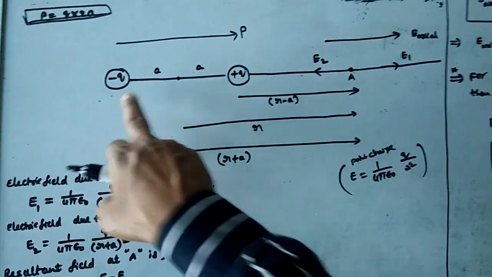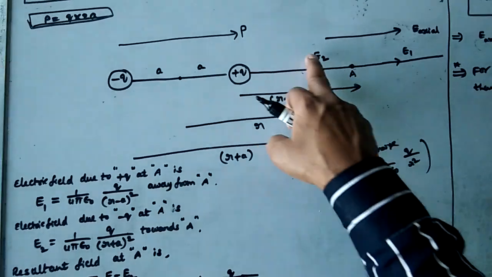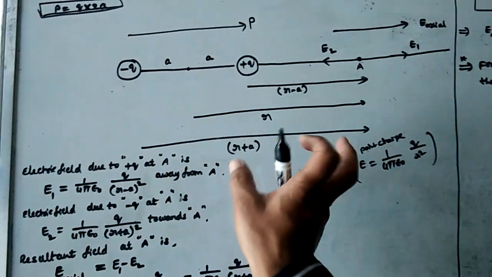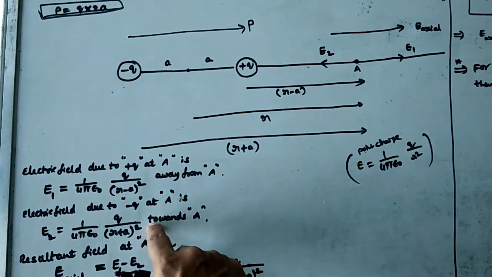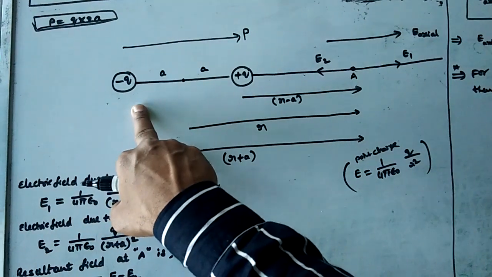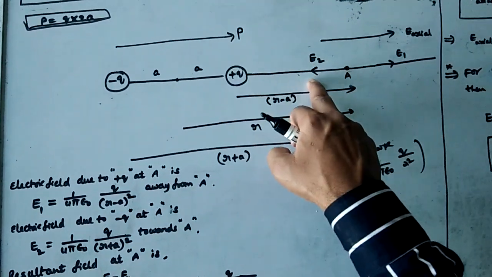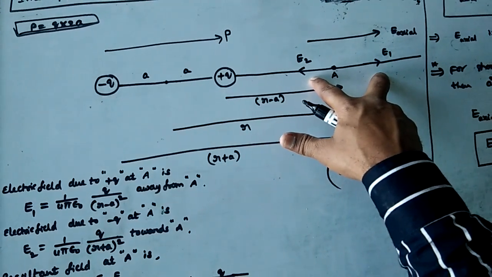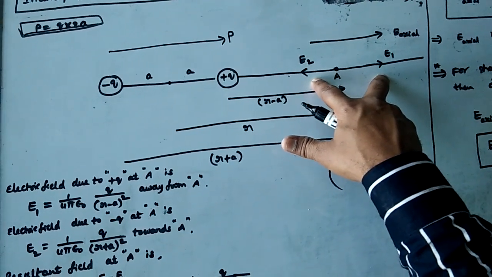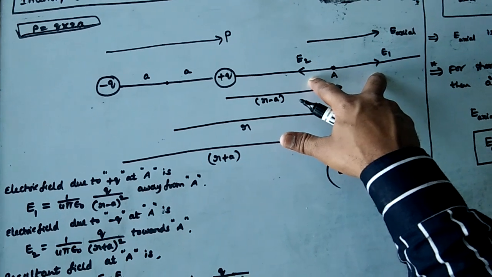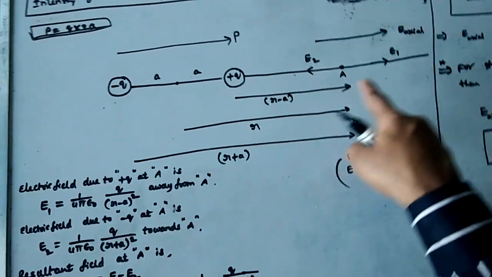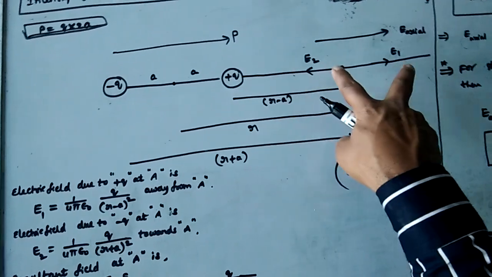The electric field due to the negative charge at point A, I am taking as E2. Same point charge formula, 1 by 4 pi epsilon naught, the distance is more, it is R plus a whole square. The electric field due to a negative charge is towards it. See the arrow mark here, E2. So E1 and E2 are opposite, two vectors are opposite, so to get the resultant we have to subtract these two.